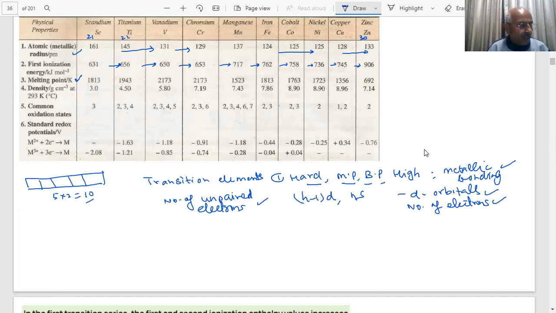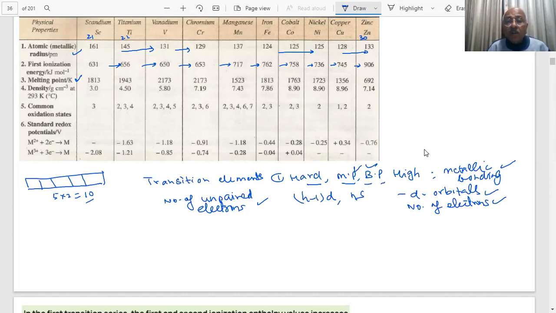Therefore, you will see such a trend in the melting point, as well as in the enthalpies of atomization. What we are saying is, melting and boiling points are high as compared to alkali metals, because more electrons are involved in bonding. The greater the number of electrons involved in attractive bonding, metallic or covalent, the higher the melting and boiling points.